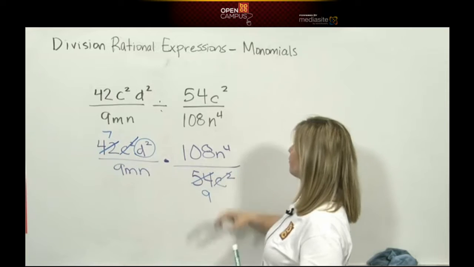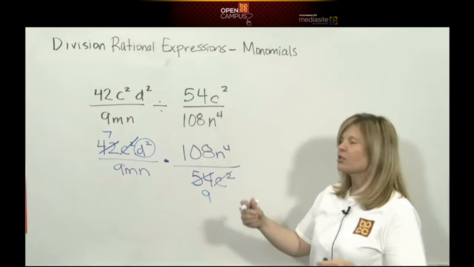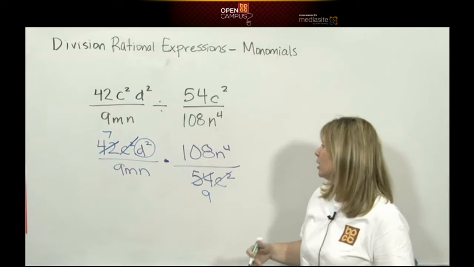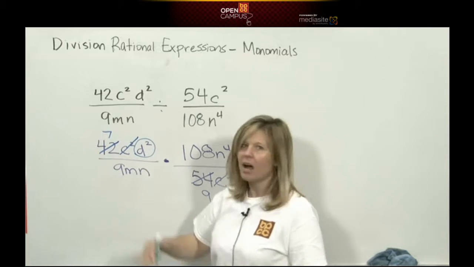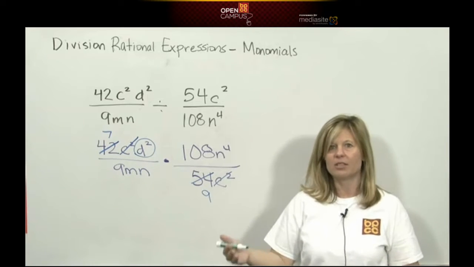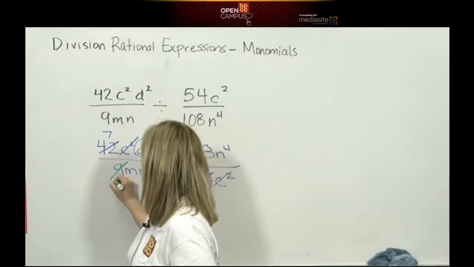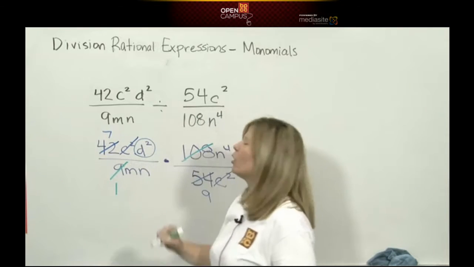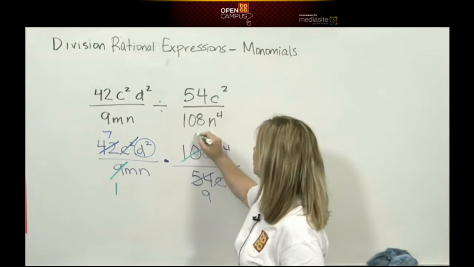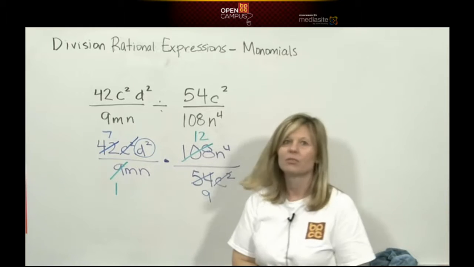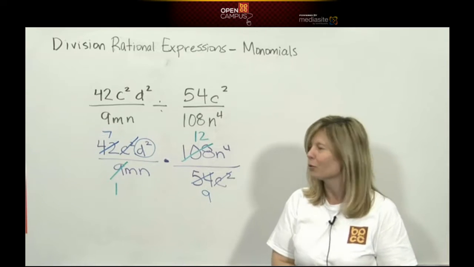108 n to the 4th. Well, again, I'm looking for something I can divide that with. Well, I know 108 and 9 are both on the 9 times tables. 9 divided by 9 is 1. 9 goes into 108 12 times. It's very important you know your times tables.